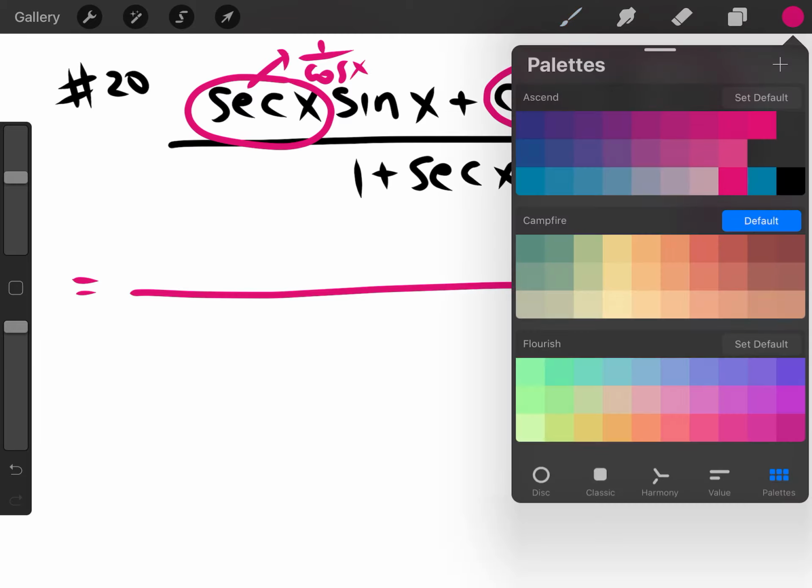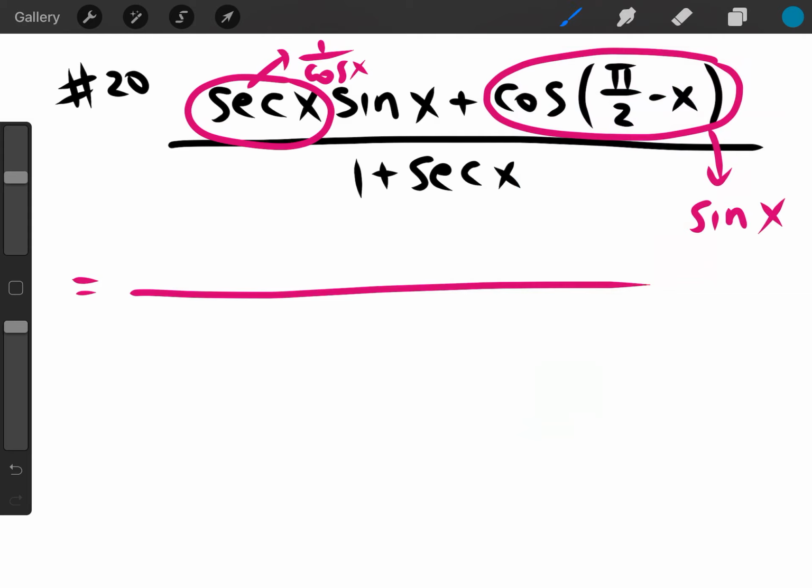So I'm going to multiply the 1 over cosine x by sine x. That's going to give me sine x over cosine x. Okay, we're going to add that to sine x.